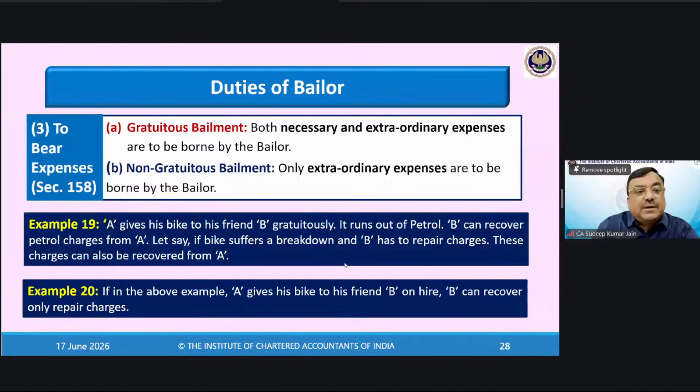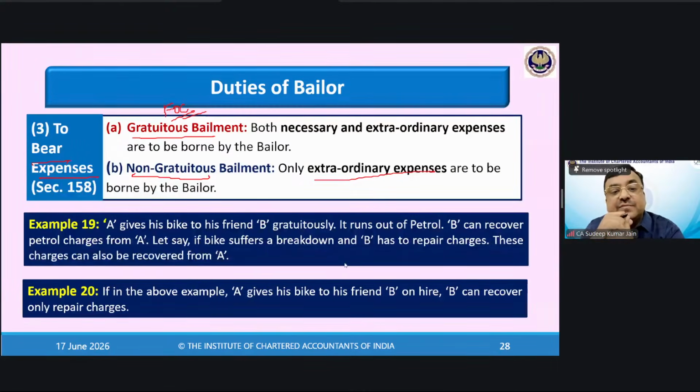To bear expenses. In case of gratuitous, free of cost, all expenses should be borne by the bailer. But in case of non-gratuitous, where consideration is there, only extraordinary expenses are borne by the bailer. Sir, what is the necessary and extraordinary? Come to the example number 19 and 20.